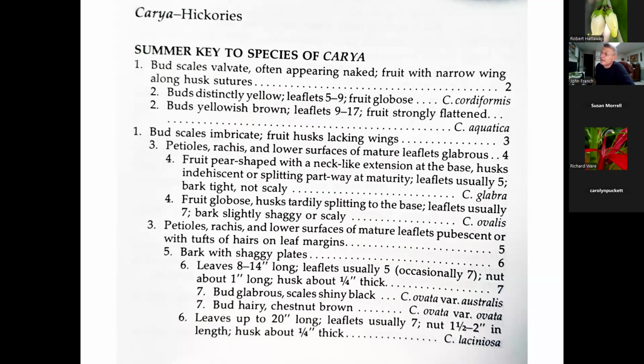Read the next choice though. Yeah, you do have petioles, rachis, and lower surface of mature leaflets pubescent, or with tufts of hair on the leaf margins. And you showed that, and it was hard to see, but they were there. Yeah, it was there. So that's really tricky right there now.